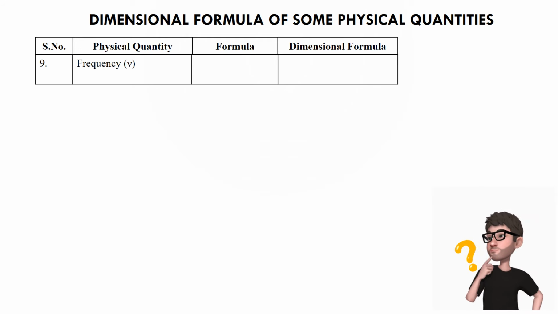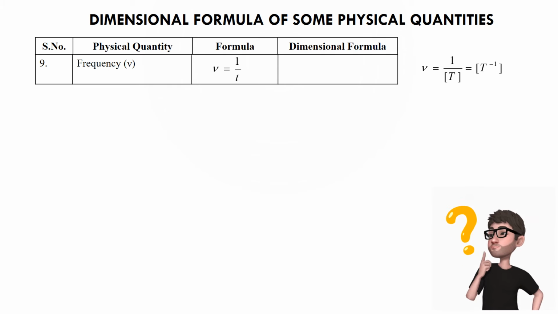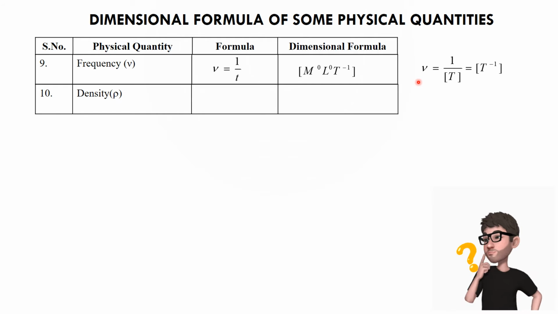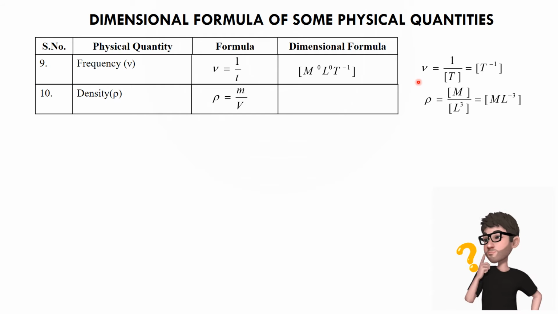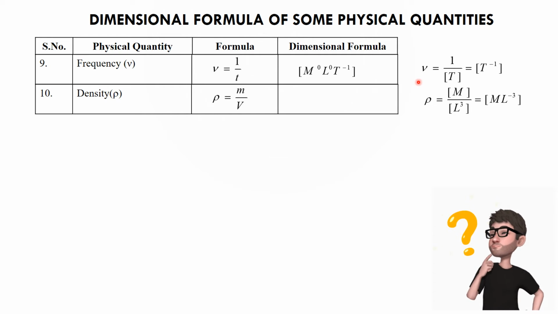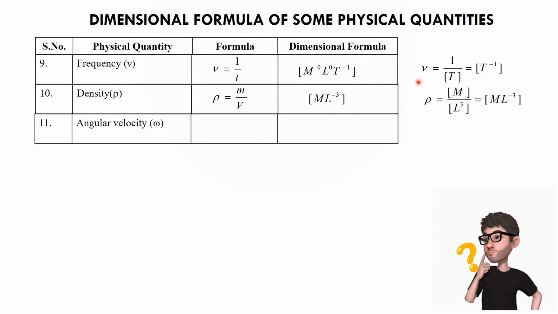Frequency. Frequency is 1 by time period. So it is 1 by T, that is T^-1. Density. Density is mass by volume. Mass is M, volume is L to the power of 3. So it is ML^-3.